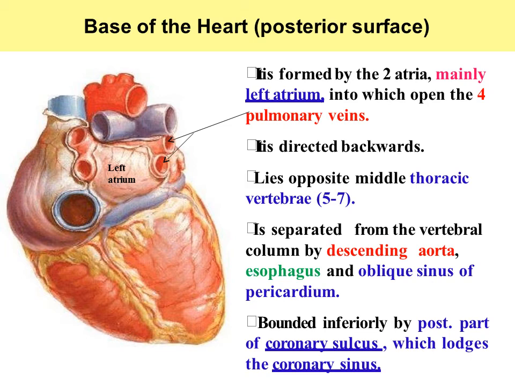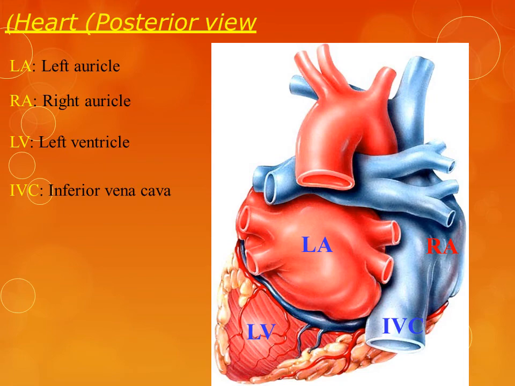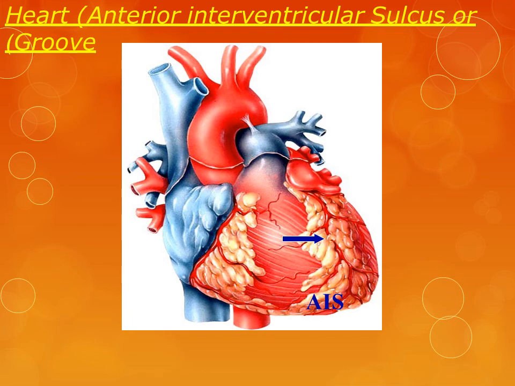So the base is formed by the two atria, mainly the left atrium, in which we can see. So anteriorly we see, this is the superior vena cava, this is the ascending aorta, this is the pulmonary trunk, this one is the right atrium, right ventricle, left ventricle and the inferior vena cava. Posteriorly we can see, so in this picture we can easily see.